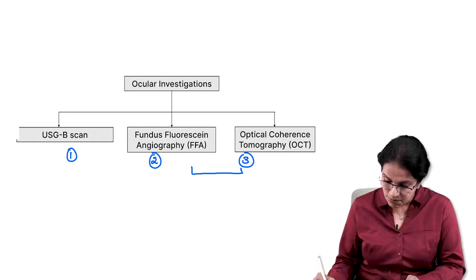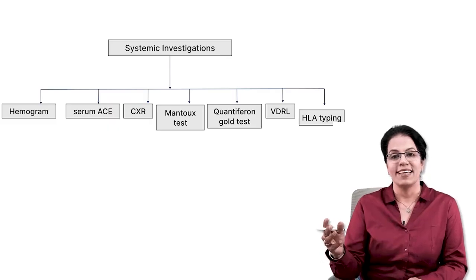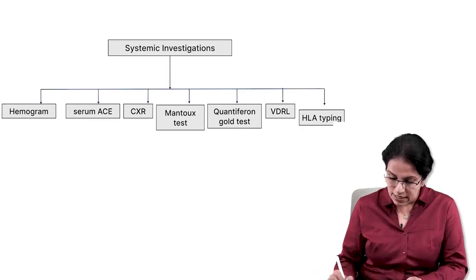Anyway, we come to the next important thing, systemic investigations. Now you already know the causes. We are talking about syphilis, we are talking about tuberculosis. So accordingly, we are going to see what are the tests we do.